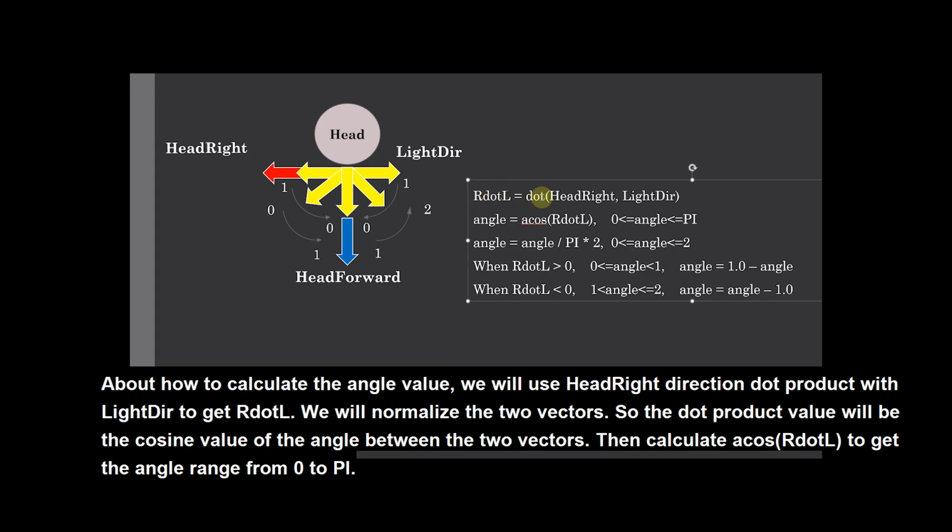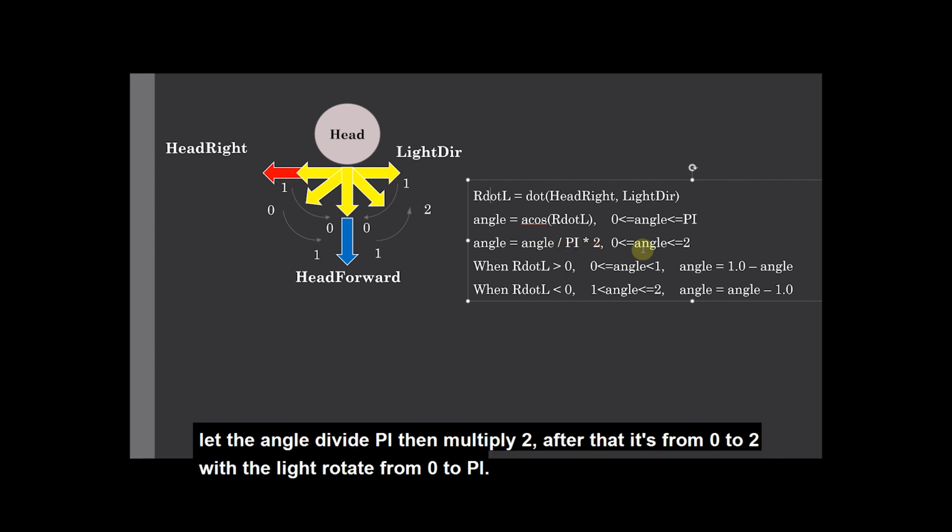About how to calculate the angle value, we will use head right direction dot product with light direction to get r.l. We will normalize the two vectors, so the dot product value will be the cosine value of the angle between the two vectors. Then calculate arc cosine of r.l to get the angle range from 0 to pi. Let the angle divide pi, then multiply 2. After that it is from 0 to 2, with the light rotating from 0 to pi.